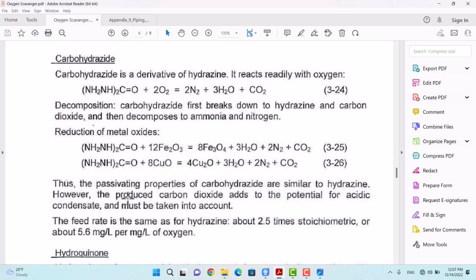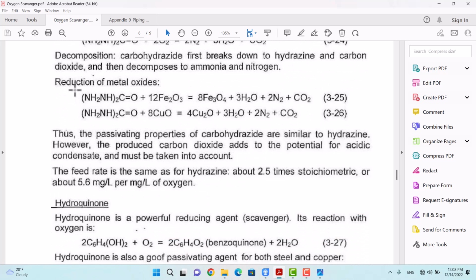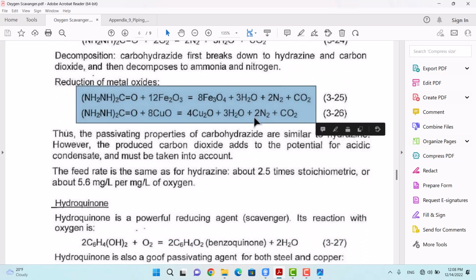Then we have carbohydrazide. Carbohydrazide is a derivative of hydrazine. It reacts readily with oxygen with this formulation. Carbohydrazide first breaks down to hydrazine and carbon dioxide, and then decomposes to ammonia and nitrogen. Reduction of metal oxides, like this one, as you can see for yourself.